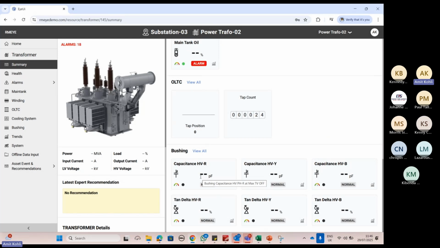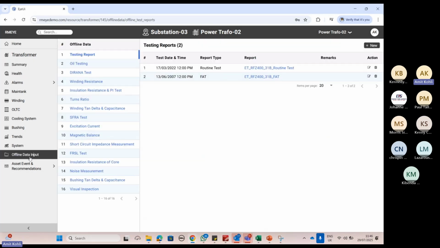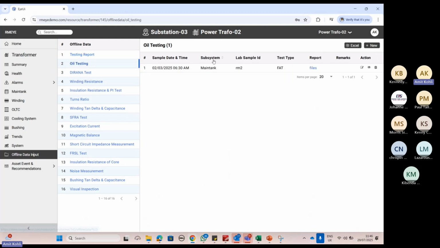And how can you store the offline testing data? We have given a separate section for offline data input. In this offline data input, which we call ODI, we have given different options for entering different types of test results, like oil testing. For oil testing, we have given options for entering the oil testing results.